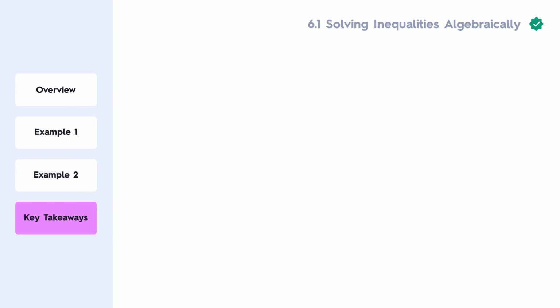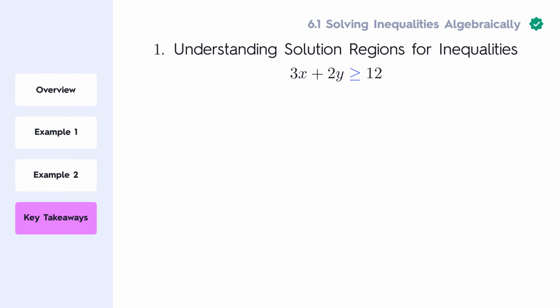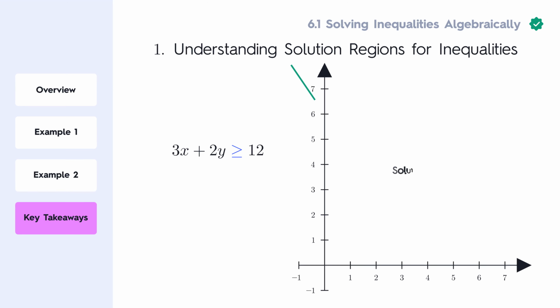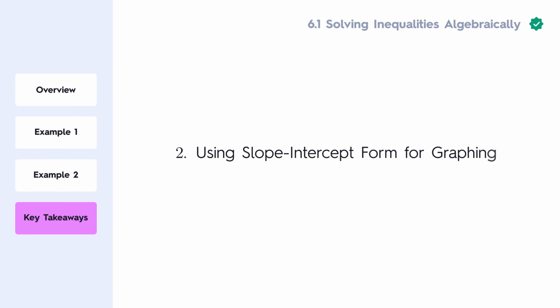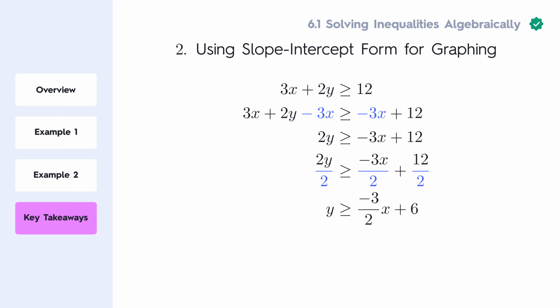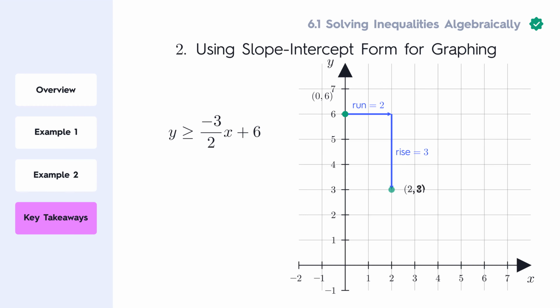Great work today! Let's recap what we've learned about solving inequalities algebraically in two variables. Understanding solution regions for inequalities. When we solve an inequality in two variables, the solution is not just a single line, it's an entire region on the coordinate plane. We represent this region by shading it, and the line itself acts as the boundary. Using slope-intercept form for graphing. To graph inequalities, we often rewrite them in slope-intercept form, y equals mx plus b, where m is the slope and b is the y-intercept. This makes it easy to draw the boundary line and understand the direction of the inequality.